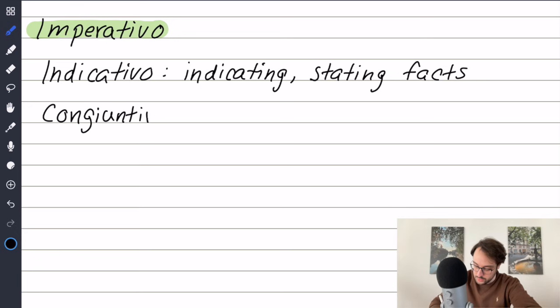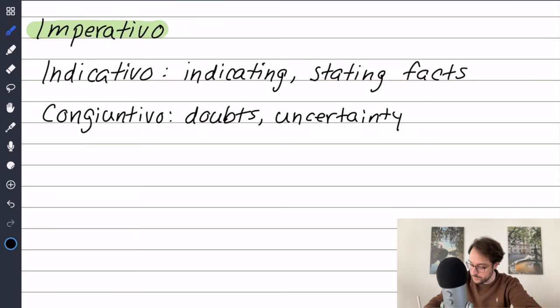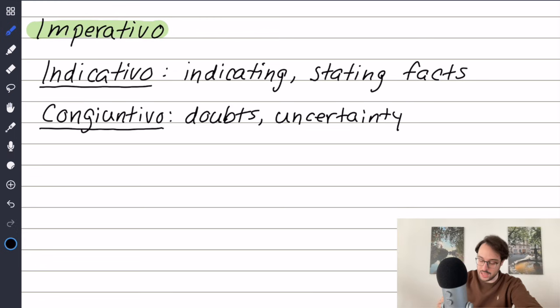And we also spoke about, most recently, the congiuntivo. So the congiuntivo is yet another verb mood. So indicativo is a verb mood, imperativo is a verb mood, and also the congiuntivo. What's the congiuntivo? This is when we're talking about doubts, uncertainty, and things of that sort. So we've got indicativo, congiuntivo, and now we're dealing with the imperativo. I love the imperativo. It's really cool. So I think you're going to see that as we go throughout how much I love it.